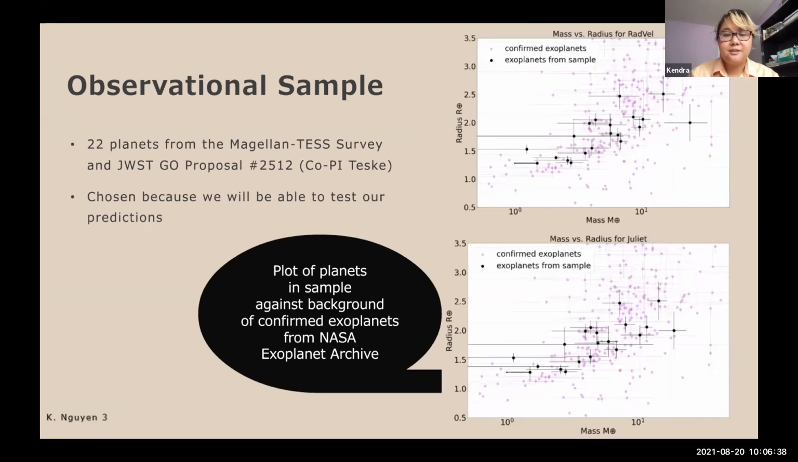You can see here on the right the graphs of the planets in our sample against a background of confirmed exoplanets from the NASA Exoplanet Archive. The planets are the same in both graphs. The only difference is that the masses were obtained from two different Python packages, RadVel and Juliet, in order to see consistency in the masses.